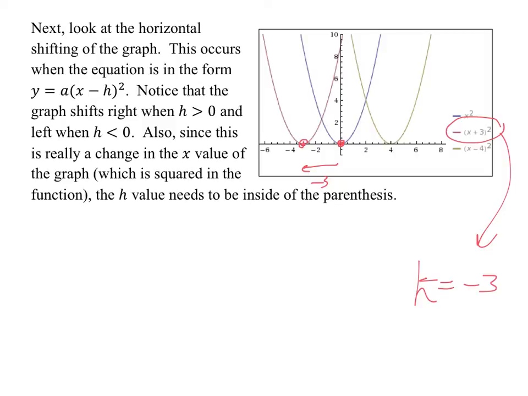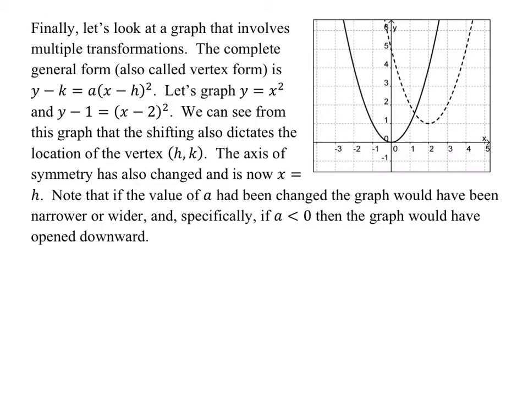And then after that, when we have x minus 4, we know that h is positive 4, so it shifts to the right 4 units, making the vertex appear at positive 4. All the things that we recognized when we did this activity the other day. So let's put this together.